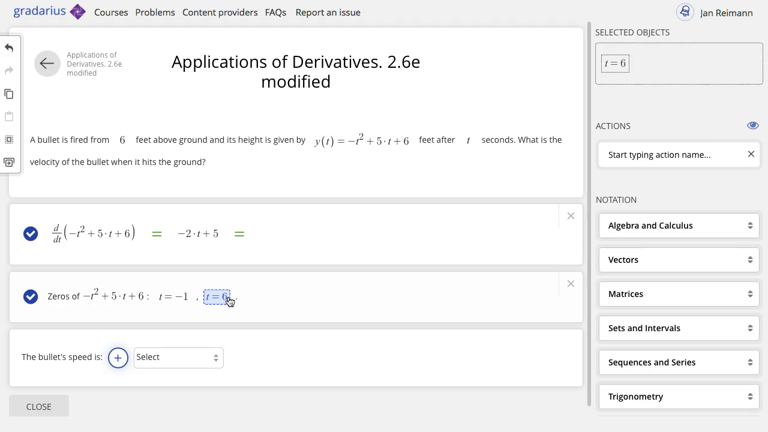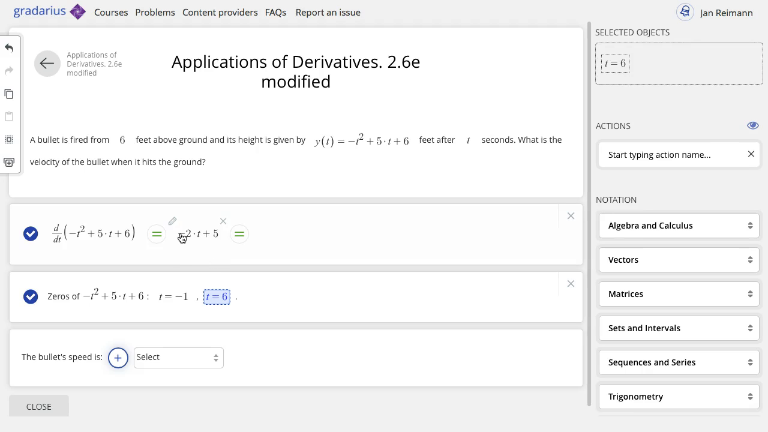So remember, the nice thing here: use the zeros action if you want to find zeros of a function or an expression. That comes in very handy, especially also next week when we talk about critical points and so on. So what was the other thing we needed to do now? Now we know the time when the bullet hits the ground. It's 6 seconds. Now we need to actually evaluate the derivative at this point.